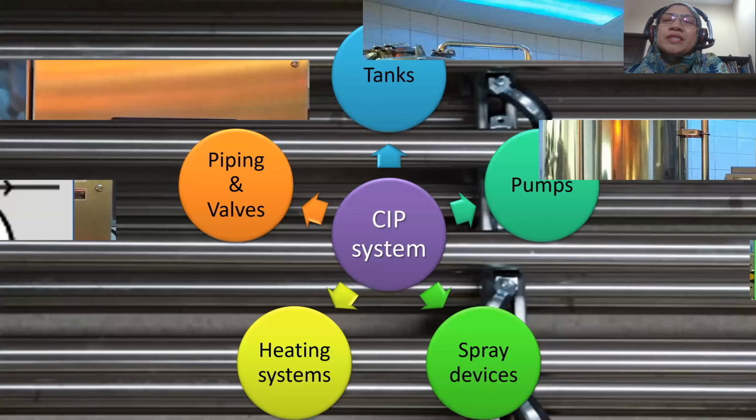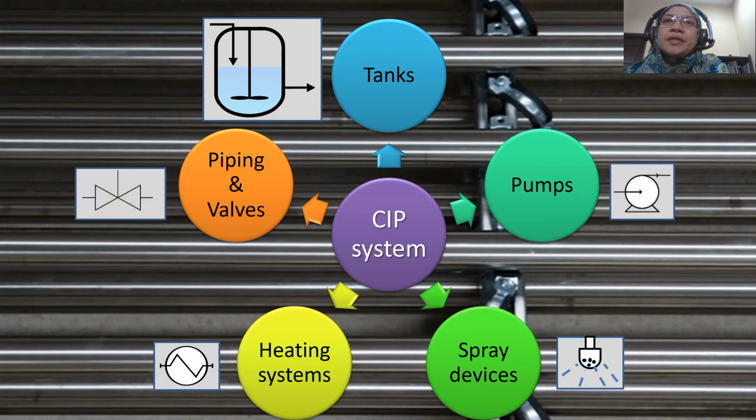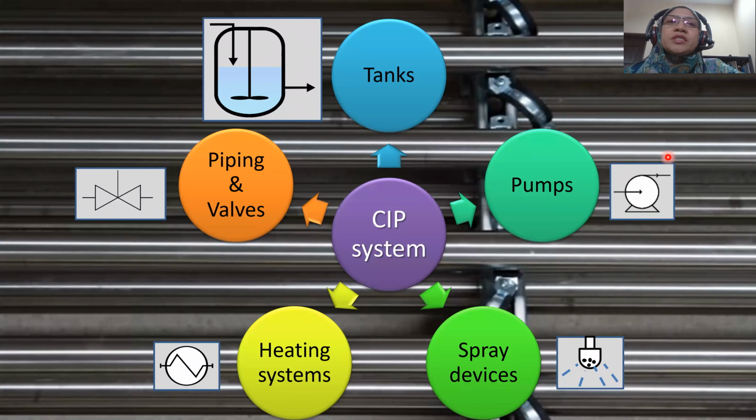In the previous video, an explanation of tanks for cleaning in place was given, and you have learned that the CIP main components are tanks, pumps, spray devices, heating system, piping and valves. In this video, I will explain pump criteria for CIP.